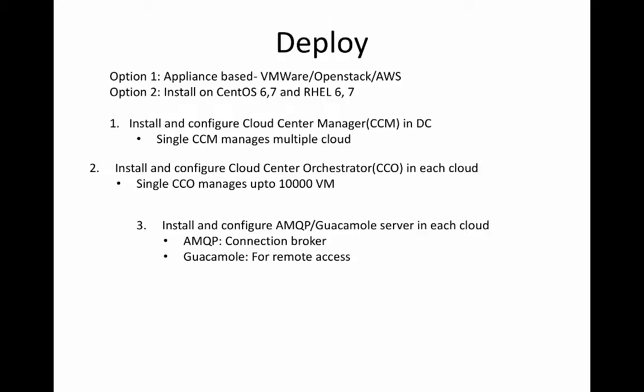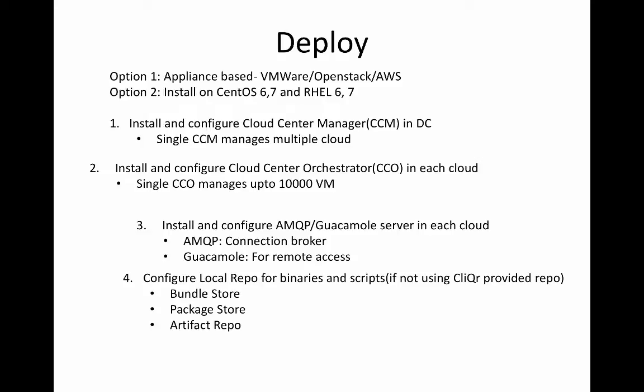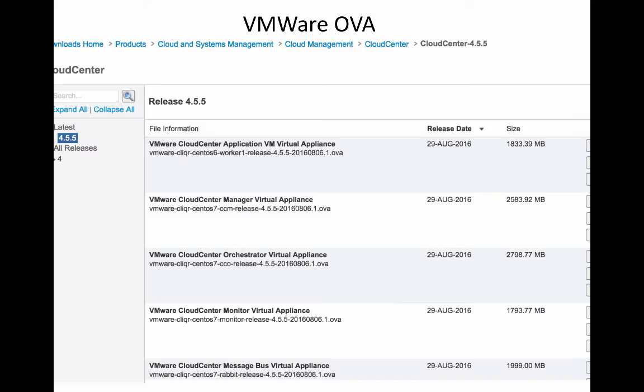Then you also install the Guacamole and the AMQP server. I kind of covered this one before: the bundle, package, and artifact repo, what it does and why you need that. You could have a local bundle and package store, or you could use the CliQr provider, which is cdn.cliqr.com and repo.cliqr.com. The artifact repo is for your customer's internal binaries and scripts. And lastly, you could have your monitor server inside the data center.